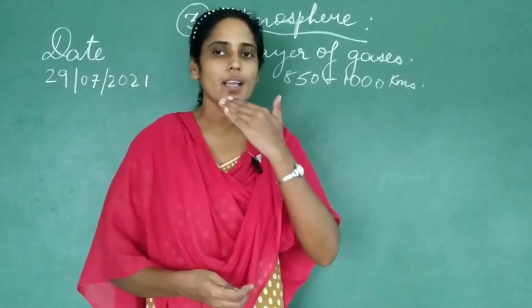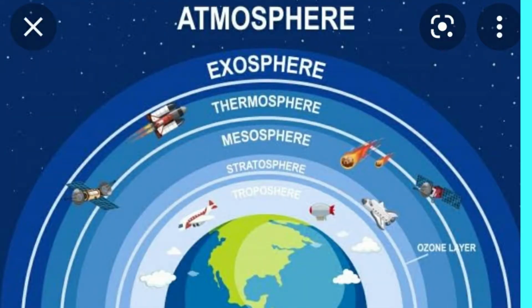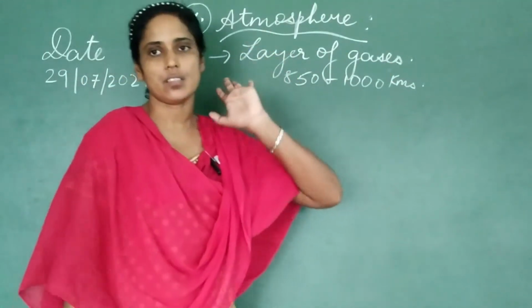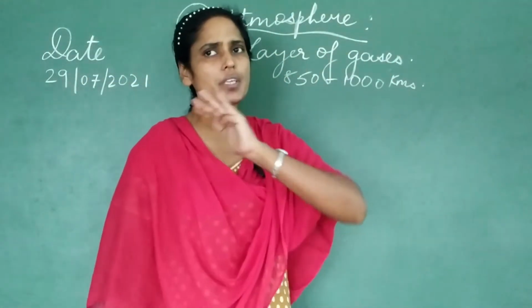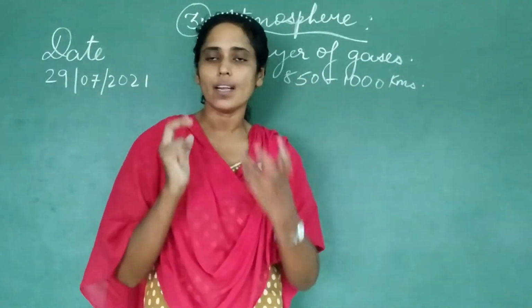And what happens? The area until that height, which height students? Until the height of 850 to 1000 kilometers is known as atmosphere. And that much of area consists of different variety of gases, that is layers of gases. And atmosphere can't be seen with our naked eyes. You can't see atmosphere with naked eyes.